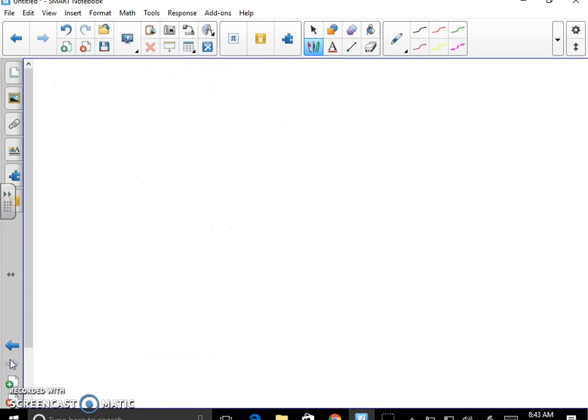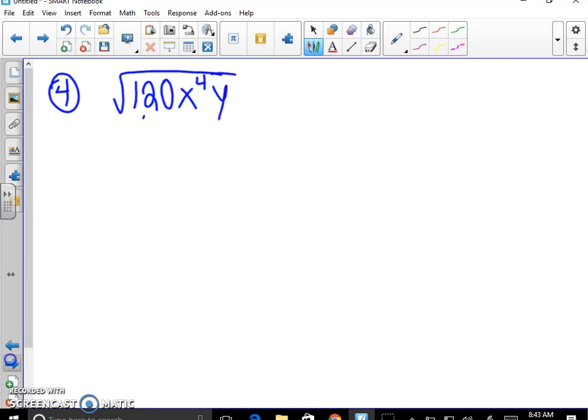Let's do another problem like that. So this is problem number 4. So we're going to take the square root of a monomial expression. So we're going to have a coefficient, 120, x to the 4th, and then y. Okay, let's start with the number 120. You could break that down a couple different ways. I see 12 and 10.